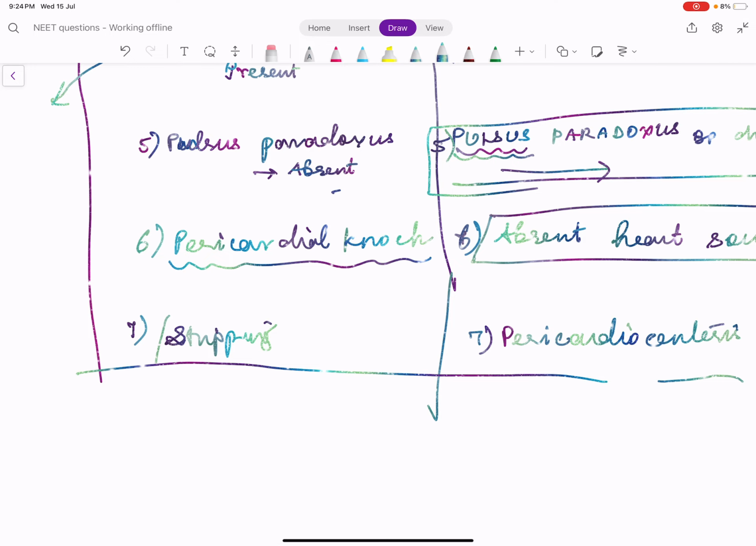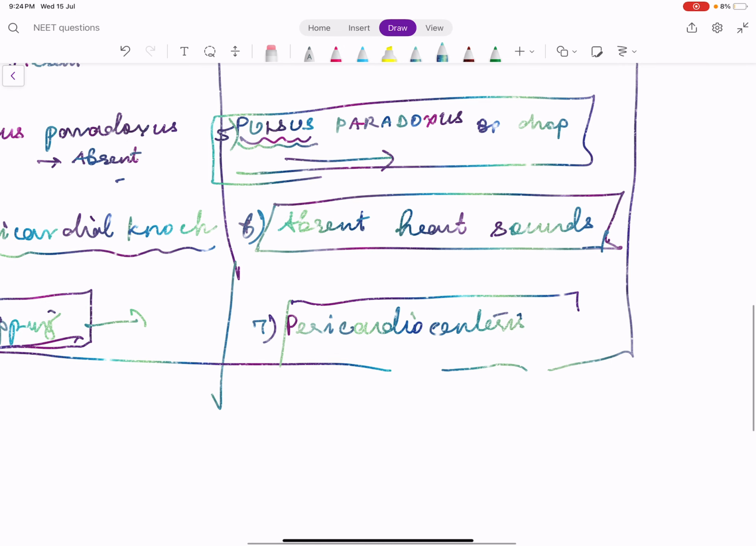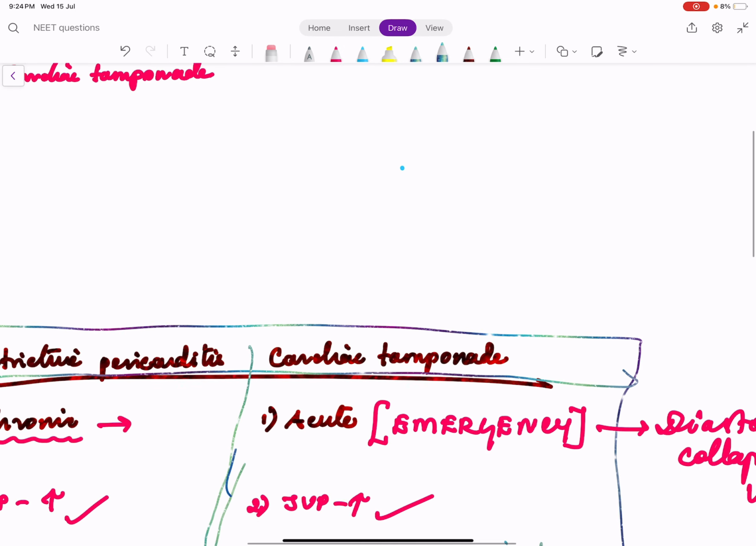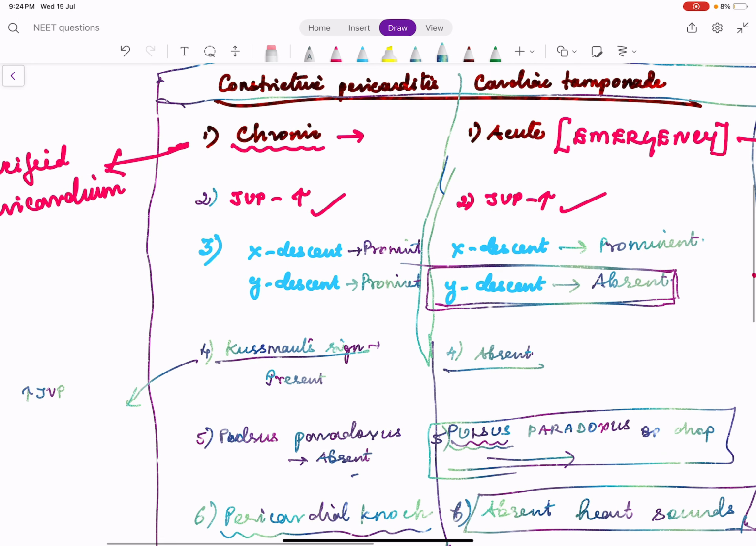Since the pericardium is thick in constrictive pericarditis, it is treated by stripping. Treatment of cardiac tamponade is pericardiocentesis. So just remember this. Constrictive pericarditis is chronic, cardiac tamponade is acute.